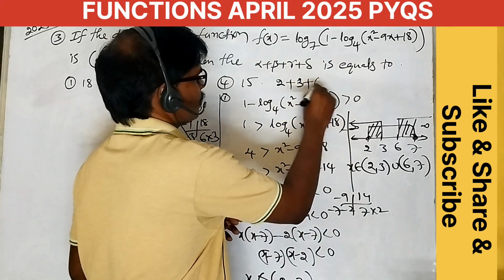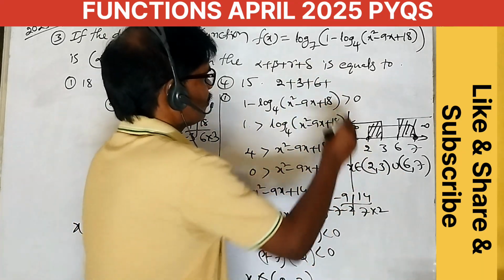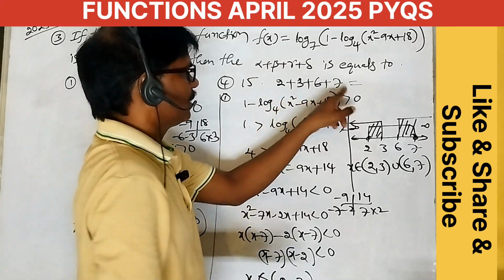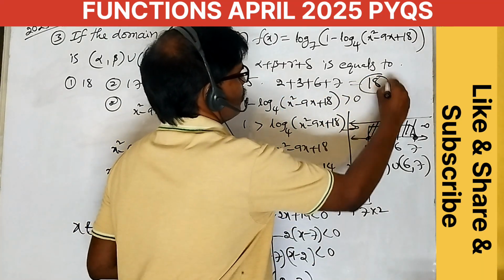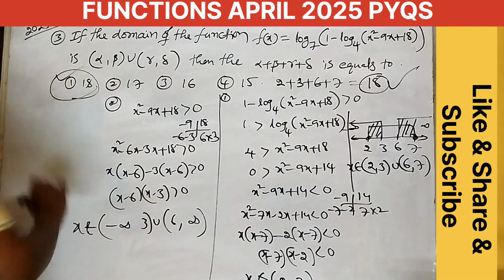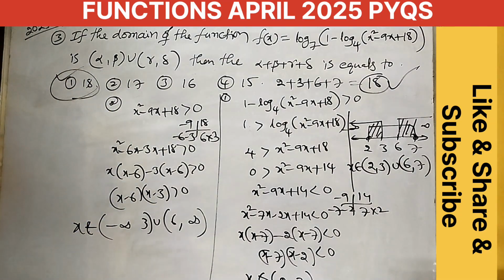Gamma is equal to 6. Next, delta is equal to 7. 2 plus 3 is 5, 11, 18. Total 18. Answer is equal to 18. Okay, which option is correct? The first option is correct. Okay, copy this one.